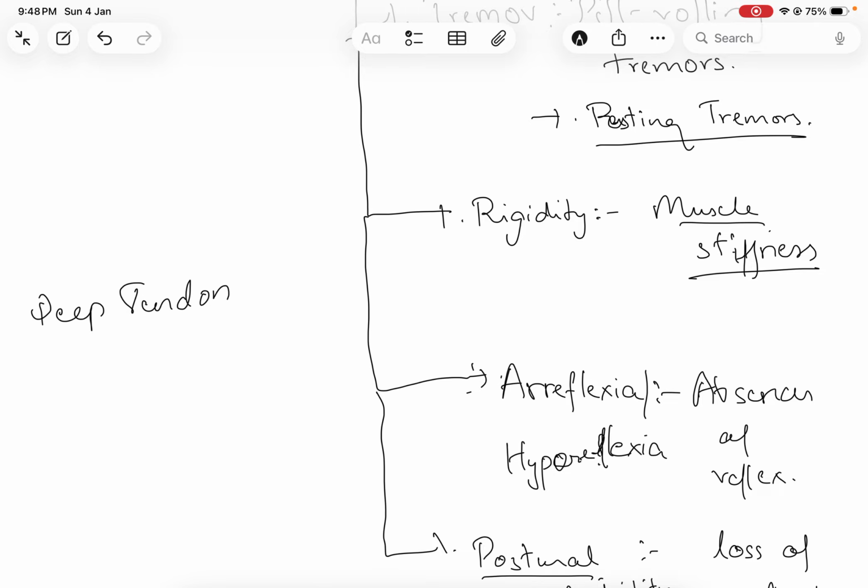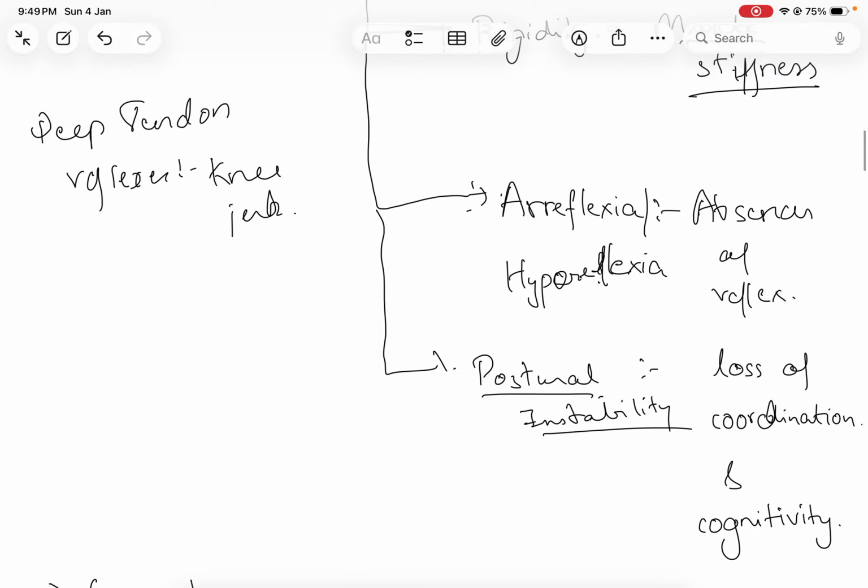Deep tendon reflexes usually refer to the knee jerk or other reflexes, such as the Achilles reflex. So there will be absence of reflexes in patients who are suffering from Parkinson's disease. And the fourth one is postural instability, where there is a loss of coordination and cognitivity of the patient, as I've told you. Coordination is one of the major criteria for motor loss. So you can also put it over there.